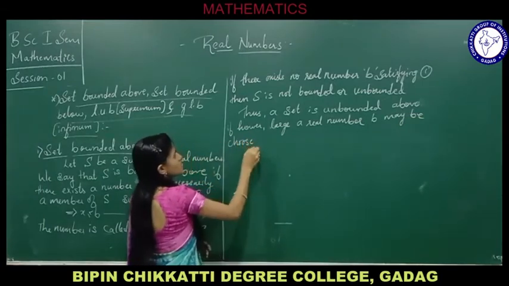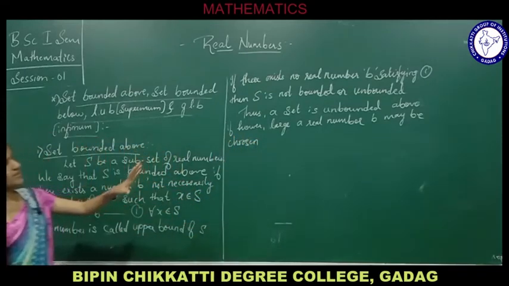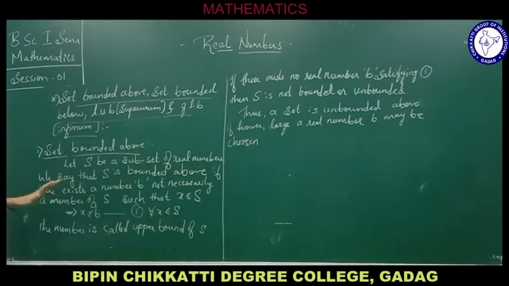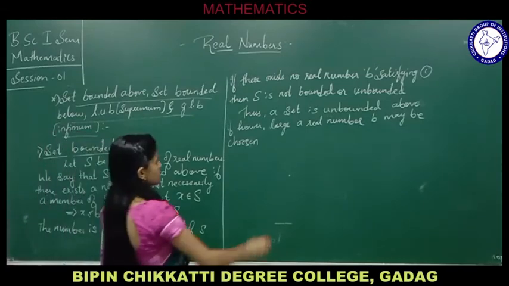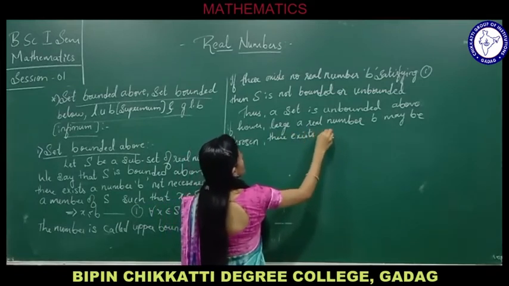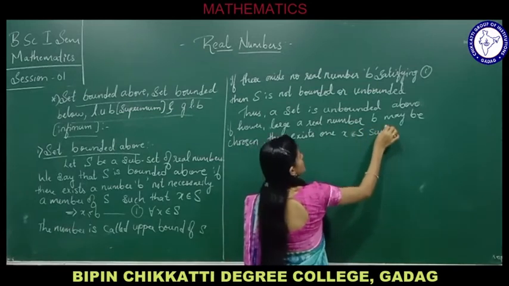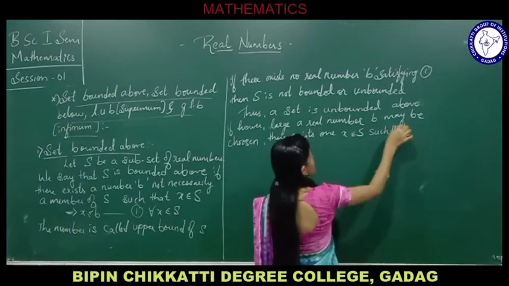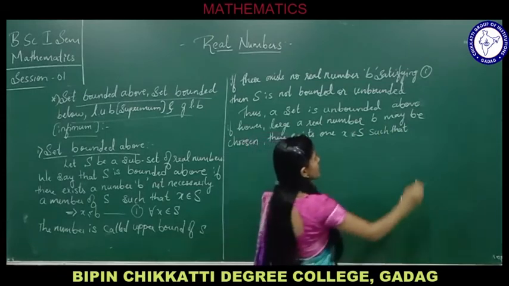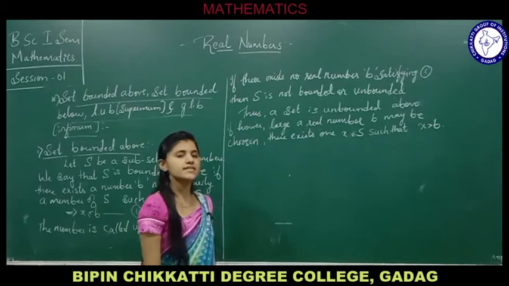however large B may be chosen, there exists one X belonging to S such that this X will be greater than B. Then we say that it is unbounded.